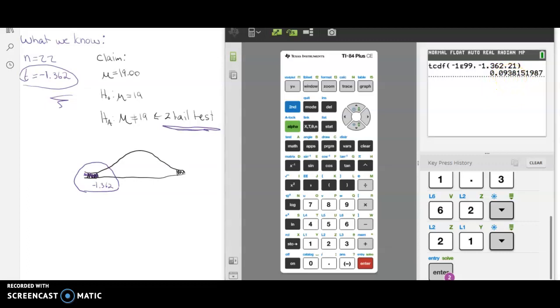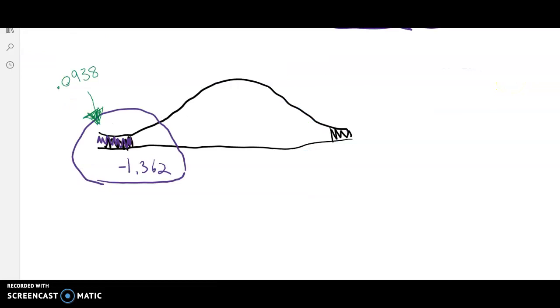0.0938. So we just found the circled shaded region as 0.0938, but remember the p-value is made up of both of these regions. So our p-value is going to be equal to 0.0938 times 2. When you multiply that by 2 and round to 3 decimal places, as asked for in the problem, you get 0.188. And remember, we only had to double this amount because we had a two-tailed test.